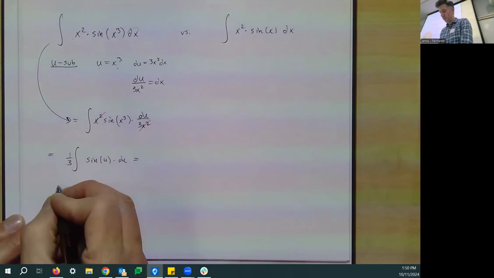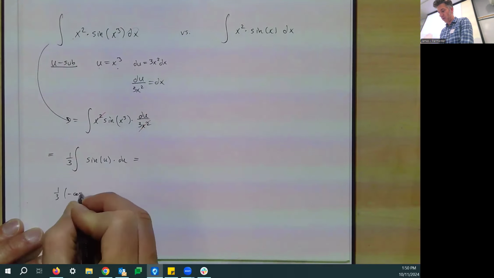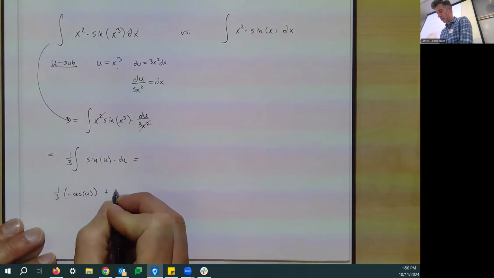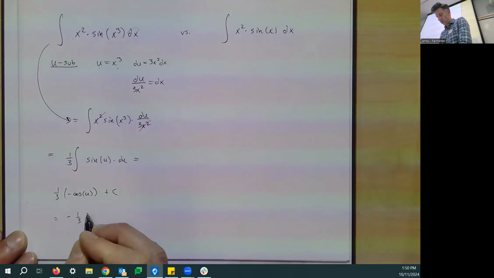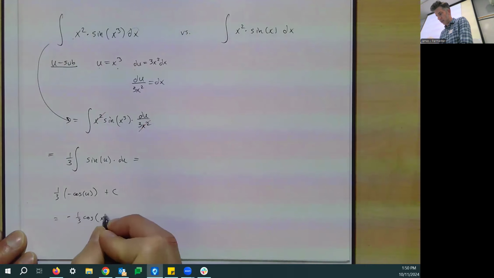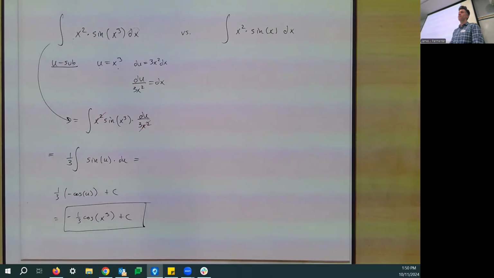Then we anti-differentiate. We get 1/3 times the antiderivative of sine of u, which is negative cosine of u, plus c. And then we should write this as negative 1/3 cosine of x cubed plus c. Not too bad.